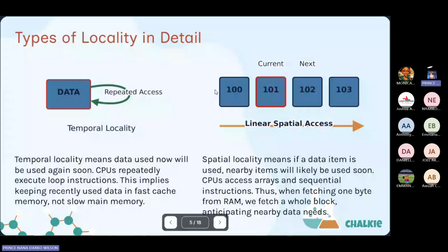Currently held data being accessed frequently or over and over again demonstrates temporal locality, whereas data values that are anticipated to be addressed when one particular value is picked demonstrate spatial locality. Right. Are there any questions up to this point before we proceed?